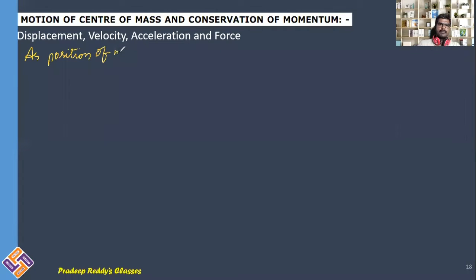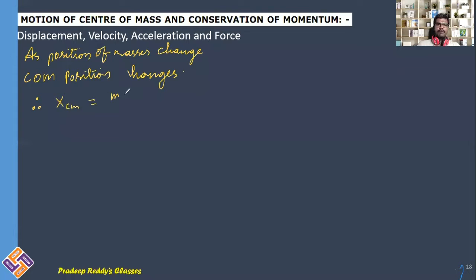As the position of the masses changes, the center of mass position changes. Therefore, if we are calculating XCM, we generally take the formula (m1x1 + m2x2) divided by (m1 + m2). Let us consider that the displacements of the individual particles are delta x1 and delta x2.